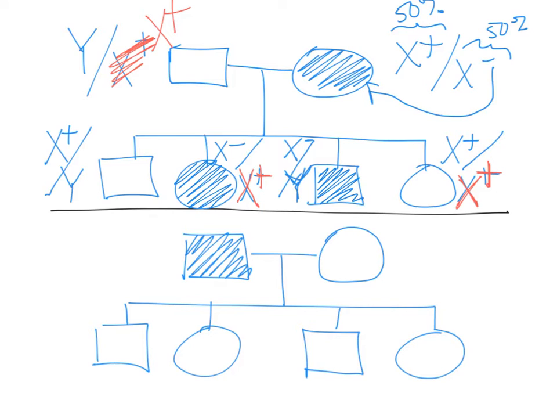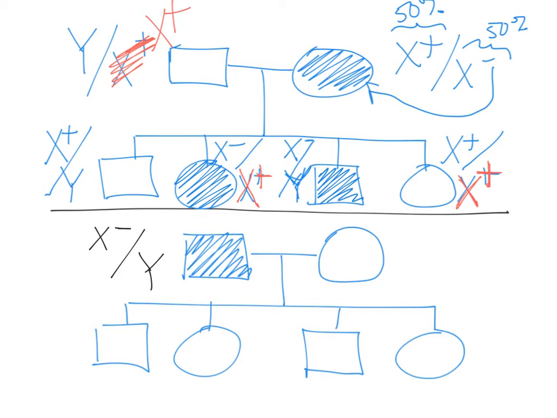What's the genotype of the male in the bottom, the father? He's got an X chromosome and he's got a Y chromosome. What version of the X does he have? Minus. He's got the phenotype. That's why his symbol's filled in. So we know his genotype is X minus over Y.